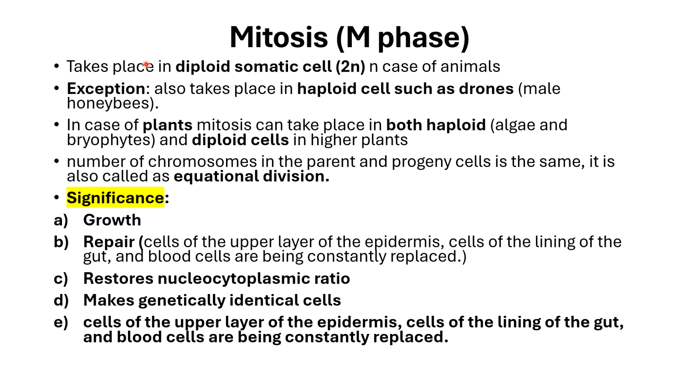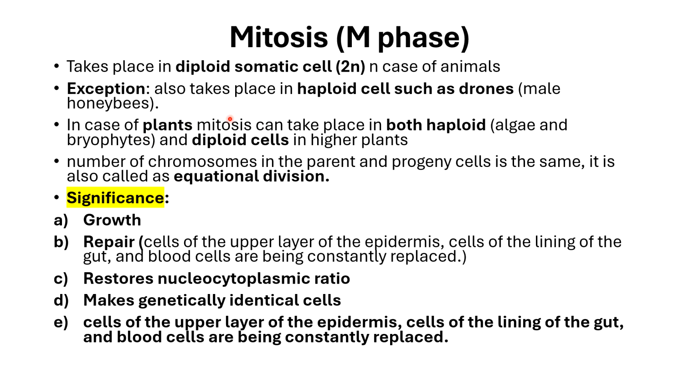So let's now go to the actual division stage, or the mitosis, or the M phase. Now this mitosis stage takes place in the case of diploid somatic cells. Okay. Now it has been seen that certain haploid cells also undergo mitosis. Generally, mitosis takes place in the diploid somatic cell, but exceptions are there. An exception is the male honeybee or the drones, in which mitosis takes place in the haploid cell.